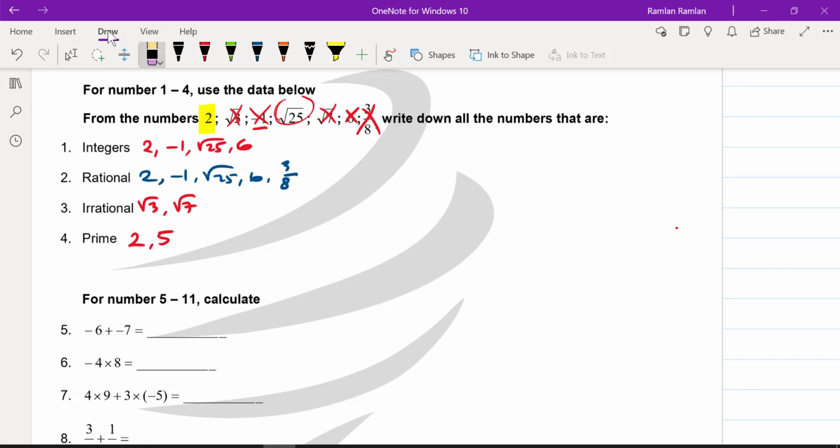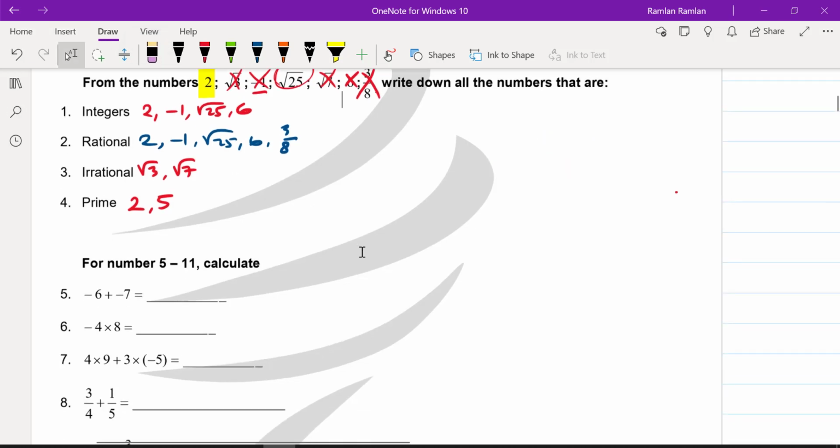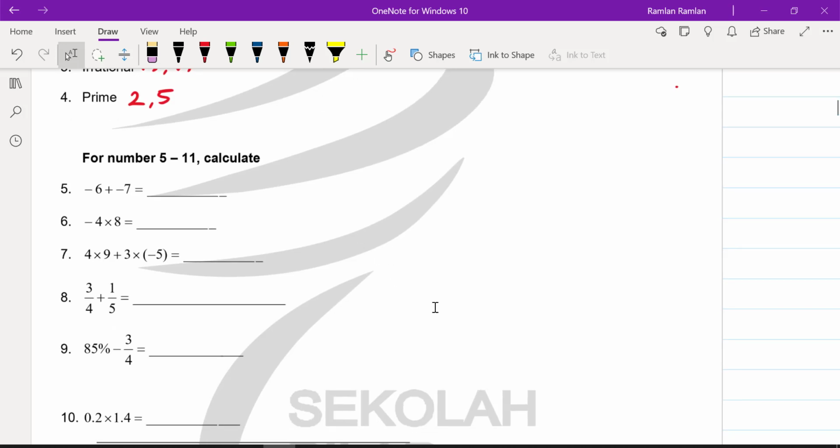Okay, so for number 5 until 11, actually it's pretty easy, right? So again, guys, you can actually use the calculator for this one. Just put it in the calculator. But be careful that you have a minus number here. You don't have to write down any process for number 5 and number 6, because it's only 2 numbers and then you add them or subtract them, or multiply. So negative 6 plus negative 7 is going to be minus 13. Negative 4 times 8 is just negative 32.